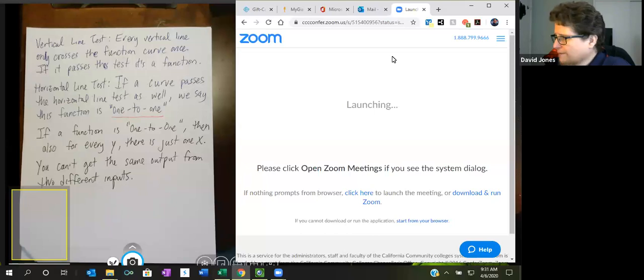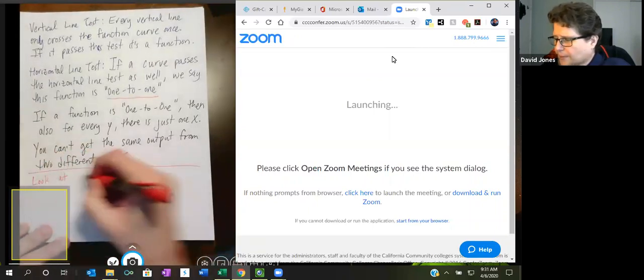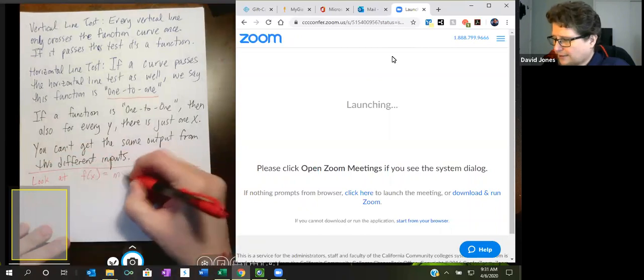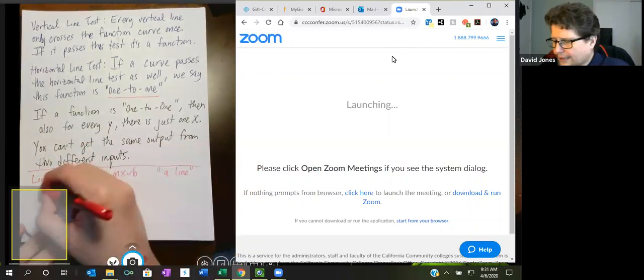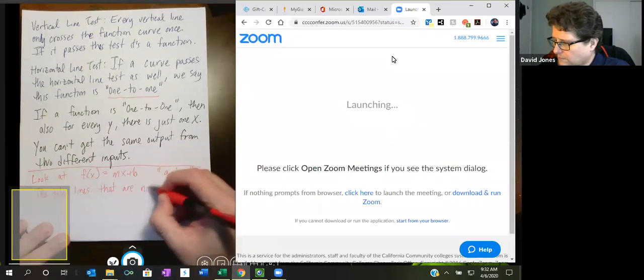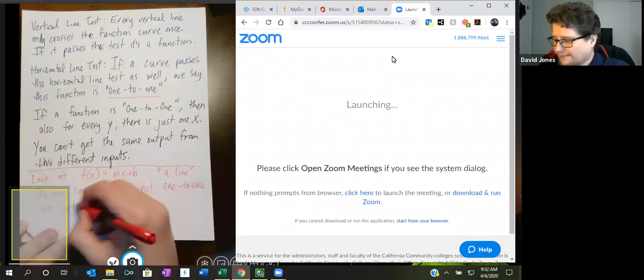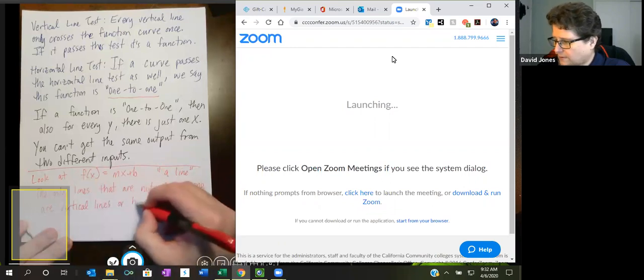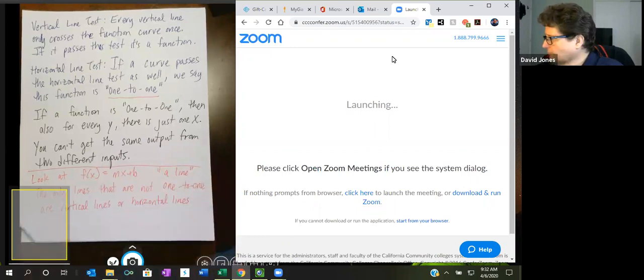Some things pass all of these every time. Look at f of x equals mx plus b, a line. The only lines that are not one-to-one are vertical lines or horizontal lines. Pause for a second and let you jot that down.